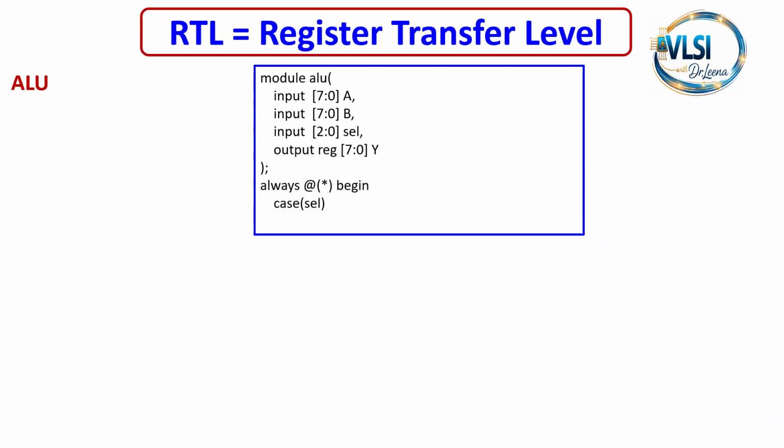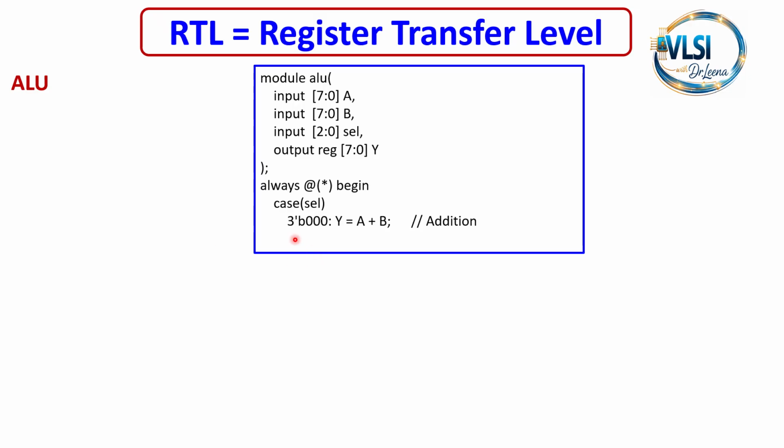Next, we are giving the case statement. The case statement checks the value of sel and decides which operation the ALU should perform. Let's go through each operation. Look at this. This is 3-bit binary 000. If sel is 000, it performs addition, A plus B, and the result is stored in Y. That is, the ALU adds the two numbers and sends the result to the output.